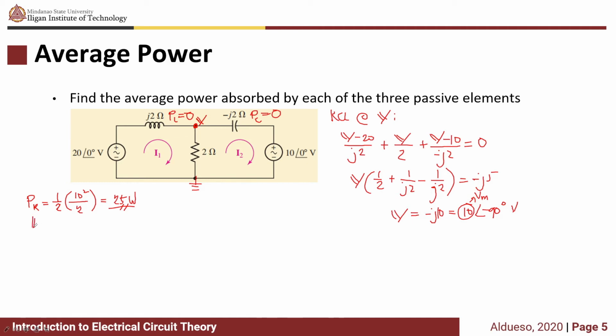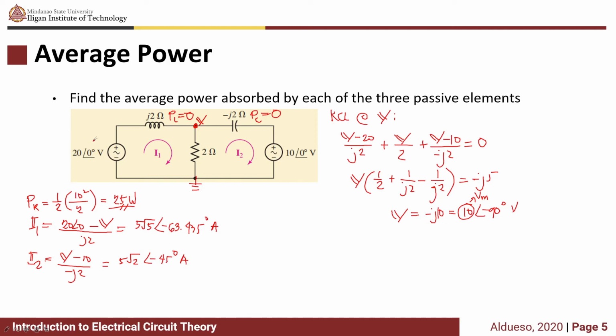Now solving for I1, we have (20 angle 0 − V)/(j2), which is 5√5 angle −53.435°. Now I2 is equivalent to (V − 10)/(−j2), equal to 5√2 angle −45°.